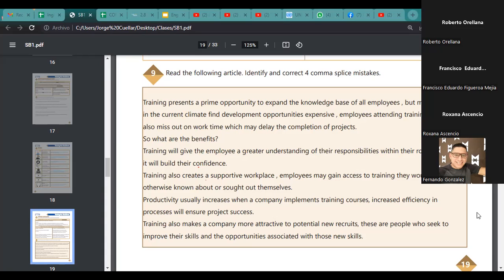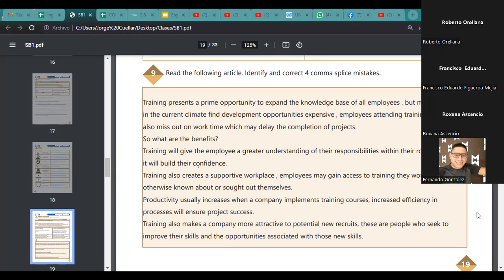After recruit. Very good. What should we do there? And these are people who seek training also to improve their skills. Okay, very good. The opportunities actually associated with those new skills. Perfect. Very good. So you see, it's not a big deal.